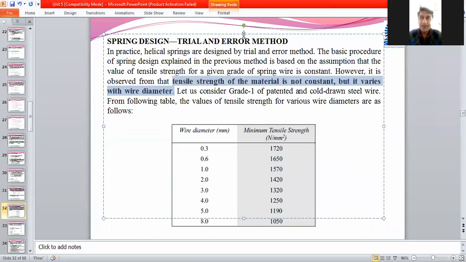Are you getting me? So this is what we actually do when we are designing a spring in industry. Considering the assumption that tensile strength is constant is good for theoretical things. But actually, when you design certain components and springs for those components in industry, we have to take this statement as a basis, and then afterwards follow the procedure.